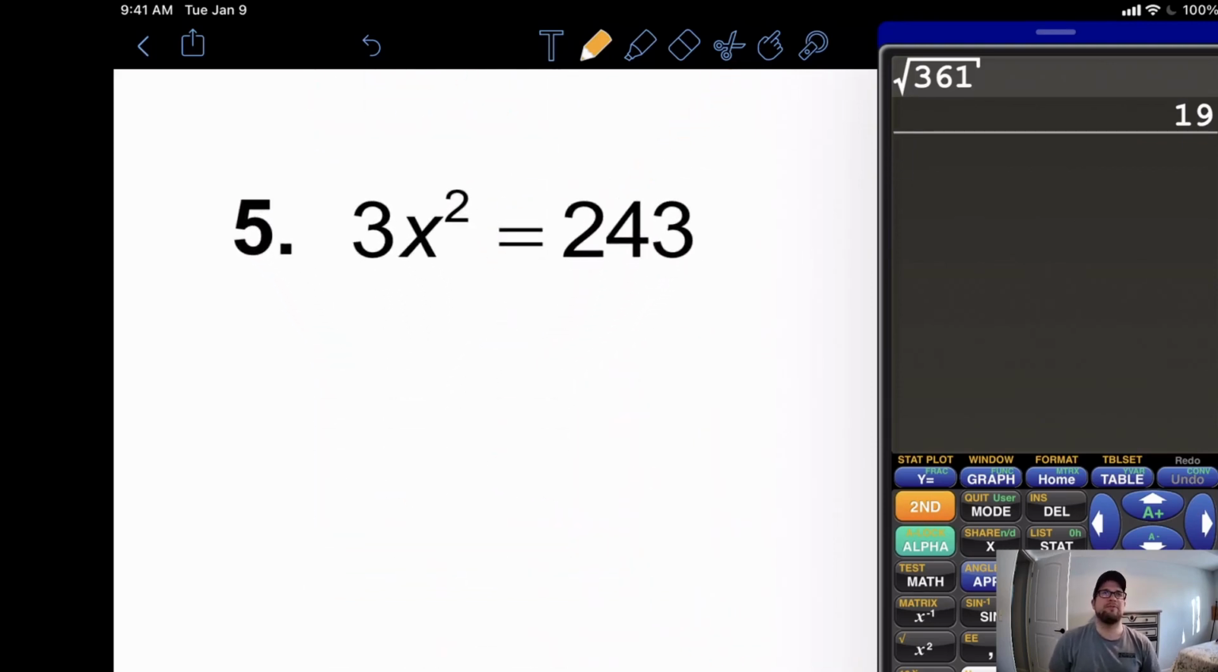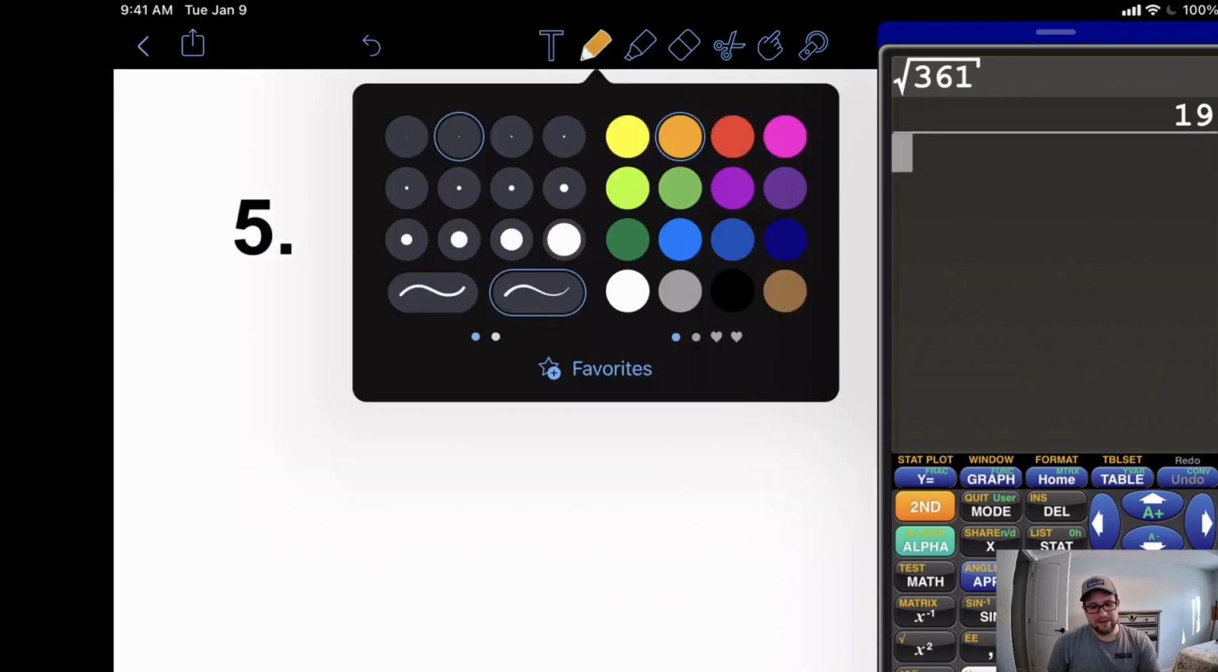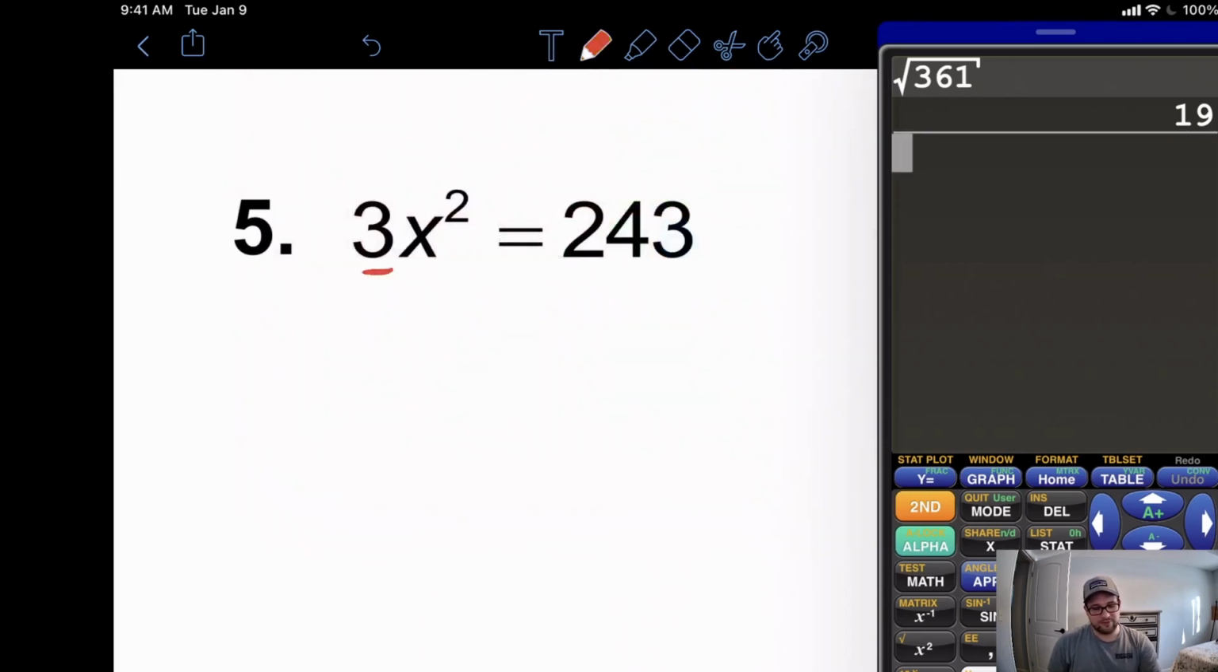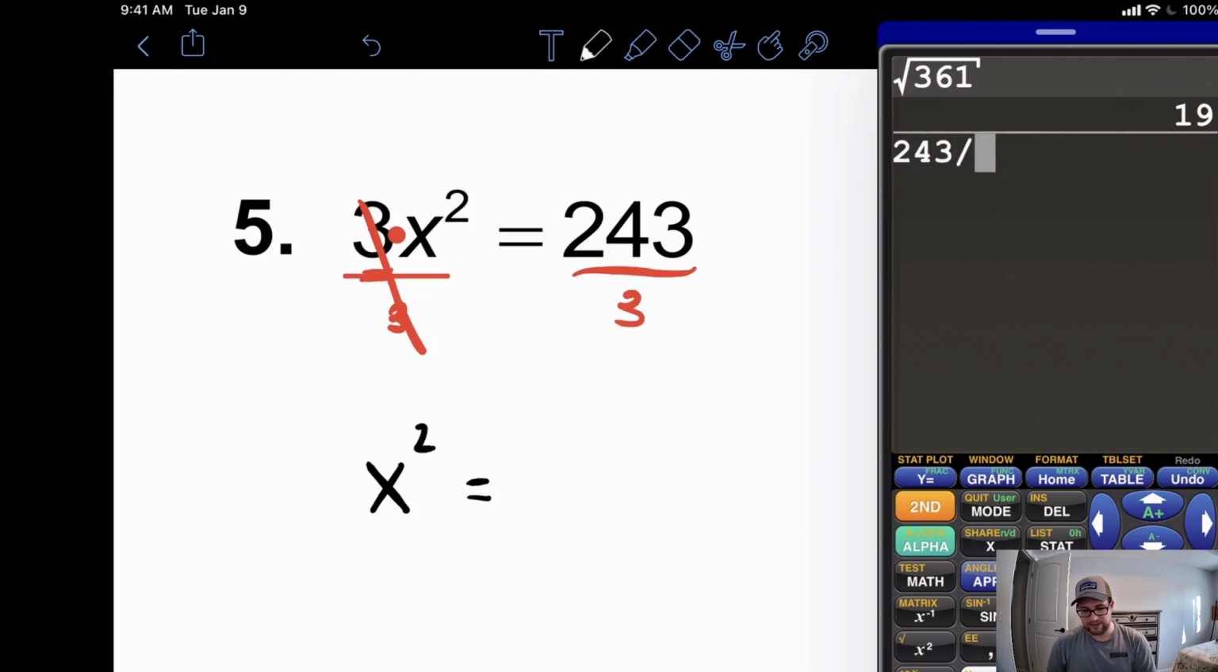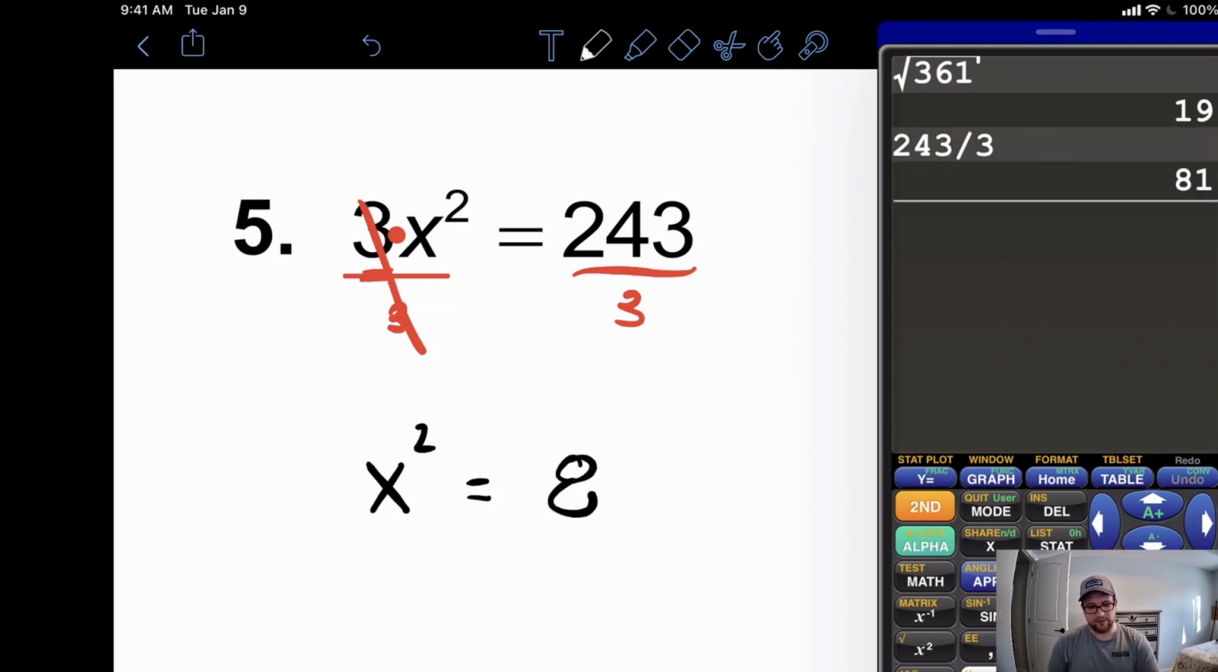Now on problem number 5, this one's a little bit harder yet. And the reason for that is this one has a 3 hooked on in front. Now, just like in almost all of mathematics, we need to unhook that 3. It's hooked on there by multiplication, so we're going to divide both sides by it to get rid of it. Those two pieces go away. And when I do that, that's going to leave me with just x squared over on that side. Now on the other side, 243 divided by 3 is 81.